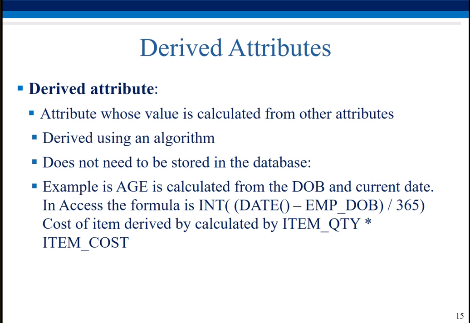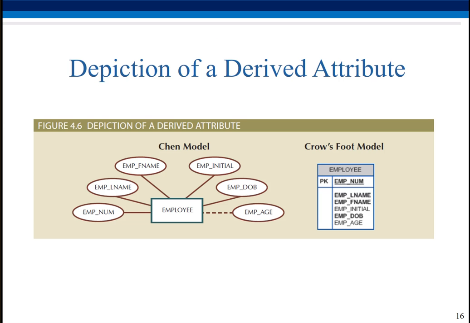And normally systems are, if you're 1 day shy of your 21st birthday, it considers you 20 on Tuesday and 21 on Wednesday. Again, the item cost is calculated through the item quantity and the actual individual cost, which gives you a line item cost in there. And here we go again, the depiction of a derived attribute in here.